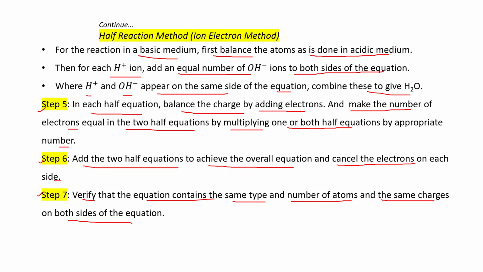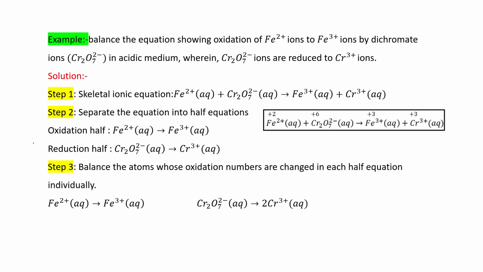Now let us discuss some examples. Balance the equation showing oxidation of Fe2+ ions to Fe3+ ions by dichromate ions, that is Cr2O7 2-, in acidic medium, wherein dichromate ions are reduced to Cr3+ ions. So first of all, step 1, the skeletal ionic equation.